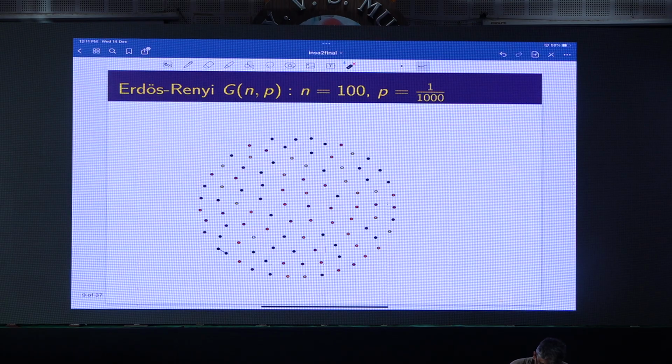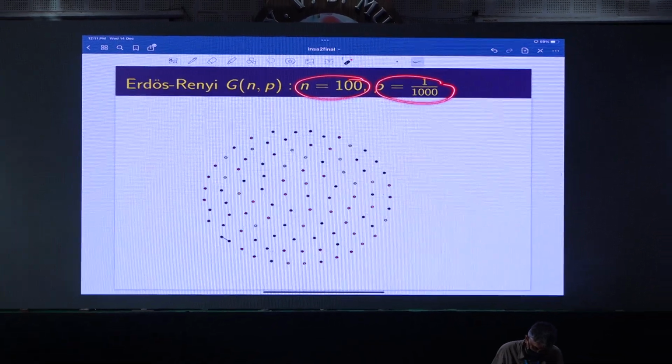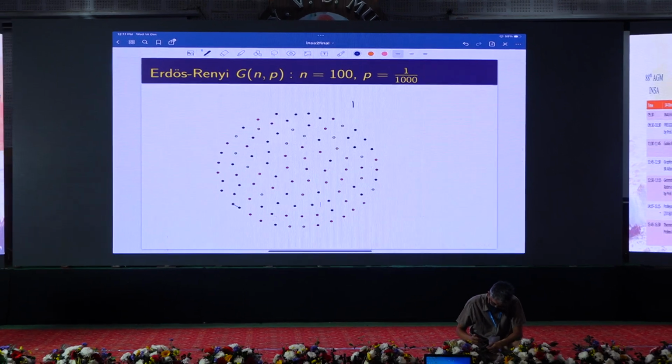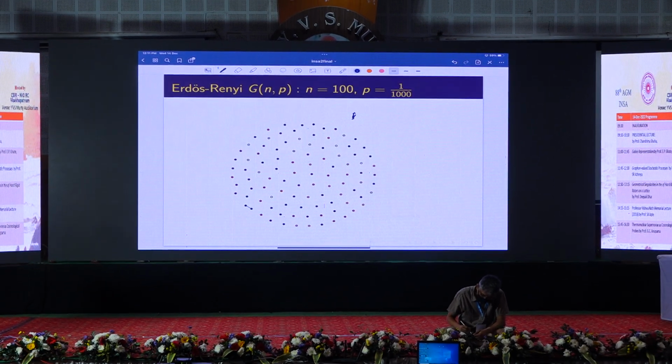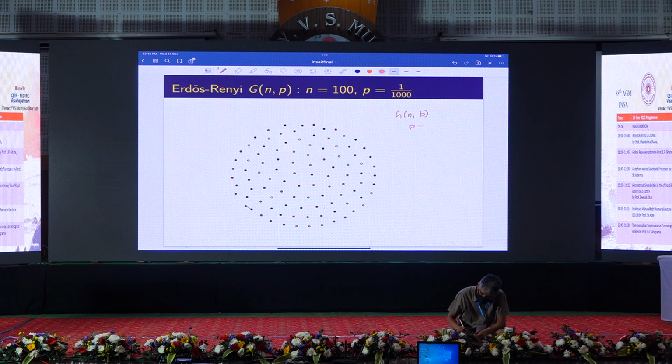So here I have put n equal to 100, p equal to 1 by 1000. So I should think of p in this regime in the following manner. So G(n, p), and here you think of p as, let's say, 0.1 by n. Okay. That's the regime I'm here at.